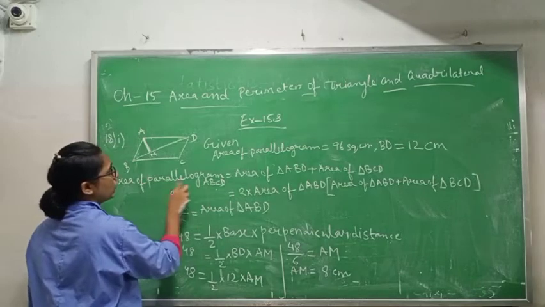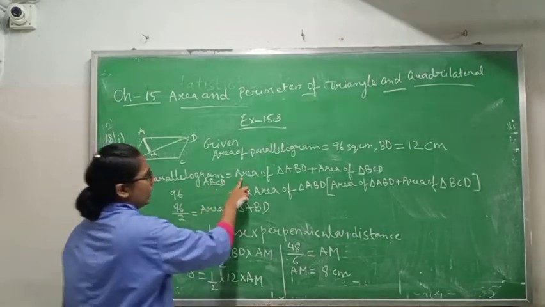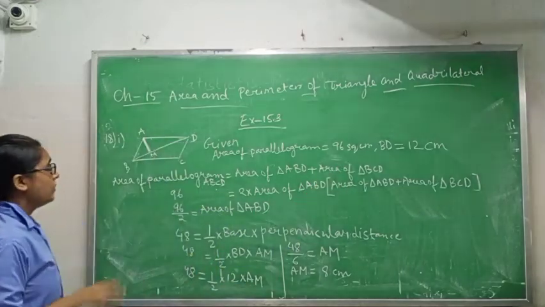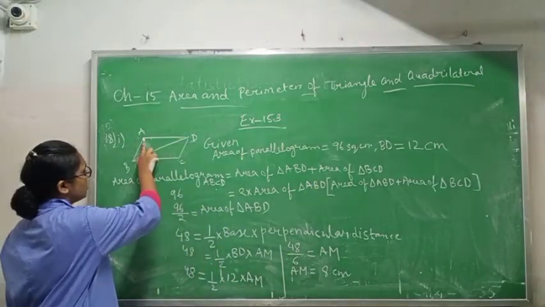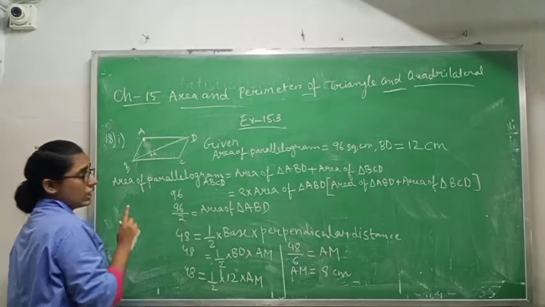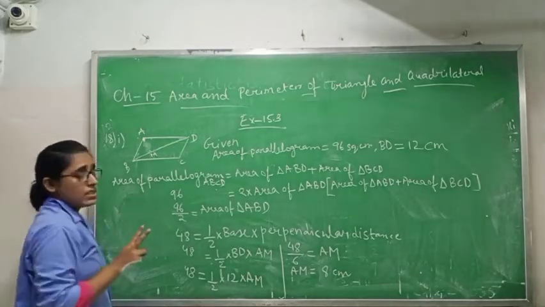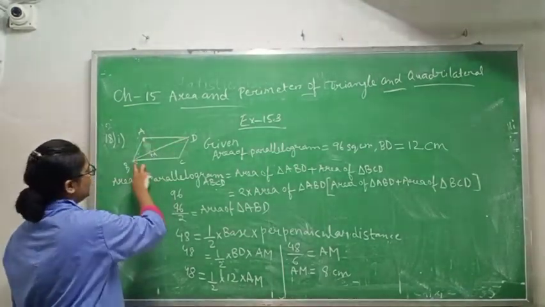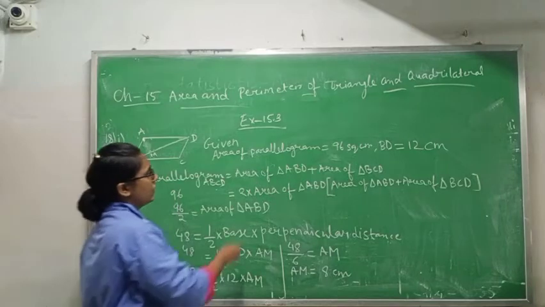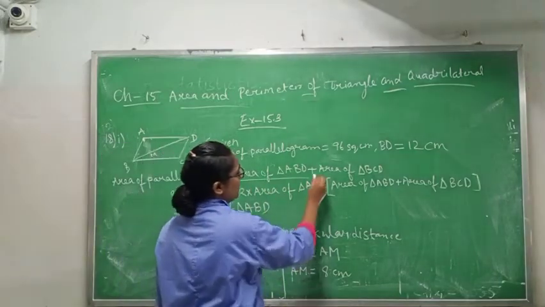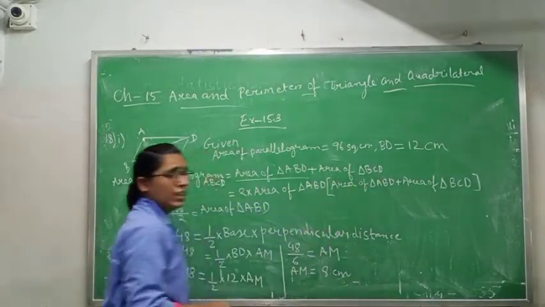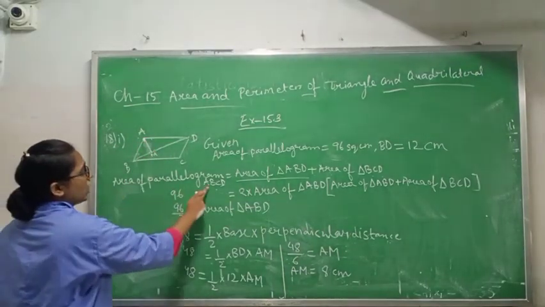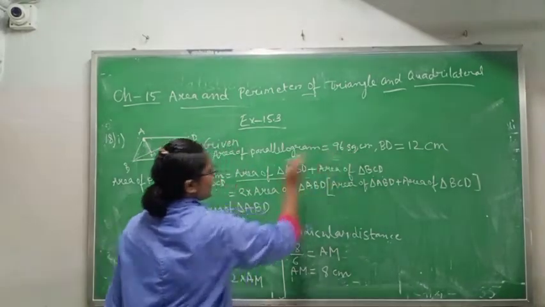Area of parallelogram ABCD equals to area of triangle ABD plus area of triangle BCD. Why? Because when you are drawing, suppose that this one is not here, so at that time parallelogram ABCD is made up of two triangles ABD and BCD. That is why I have written area of triangle ABD plus area of triangle BCD. Okay, understood?